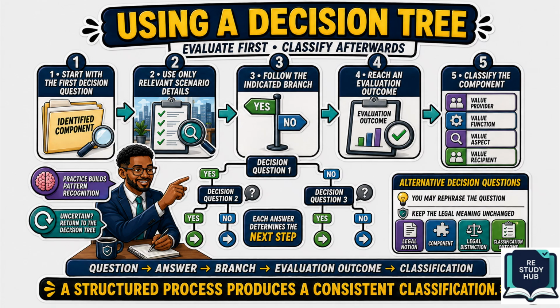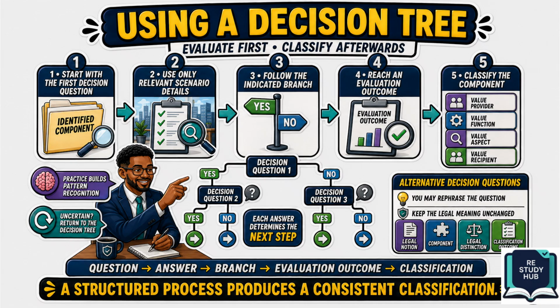Once you have identified the analytical components in a value scenario, the next stage is to evaluate each component. A decision tree gives you a structured method for completing this evaluation. It takes you through a series of decision questions, with each answer determining the next question or step in the analysis. As you follow the branches, the answers progressively guide you towards an evaluation outcome.